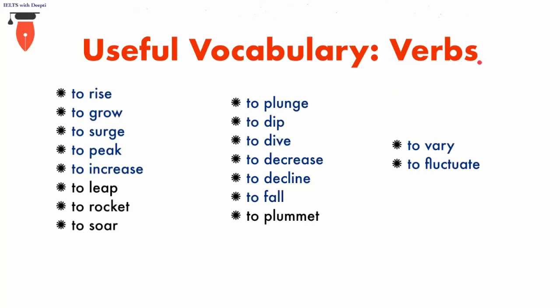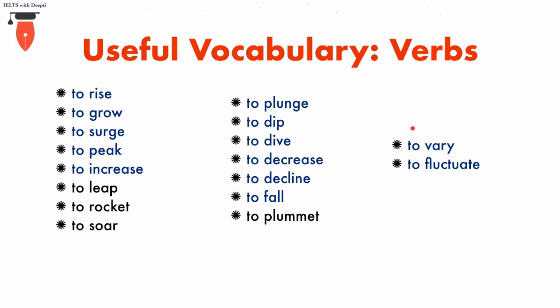Now, you may also want to show increase, decrease, or stagnation in terms of verbs. So rise, grow, surge, peak, and increase show a gradual increase in something. But when you talk about leap, rocket, or soar, this shows a sudden increase. Which means the increase is too much. It's steep. Similarly, for the downfall, you can use words like plunge, dip, dive, decrease, decline, or fall. And if it is all of a sudden, then you use the word plummet.